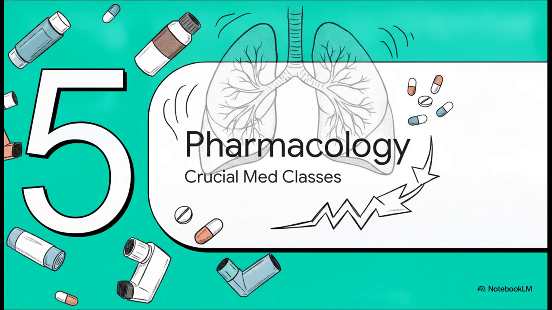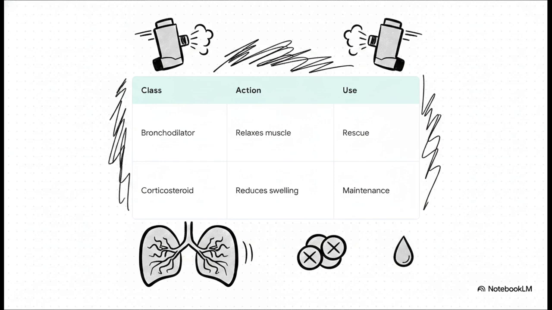Section 5. Crucial respiratory pharmacology, the essential meds you need to know. So the big takeaway here is truly understanding the difference between rescue meds and maintenance meds. On one hand, we have our bronchodilators, specifically short-acting beta-2 agonists like albuterol. These act directly to relax the smooth muscle in the bronchi. They are your fast-acting emergency rescue inhalers. Expected side effects? Think tachycardia, tremors, and restlessness.